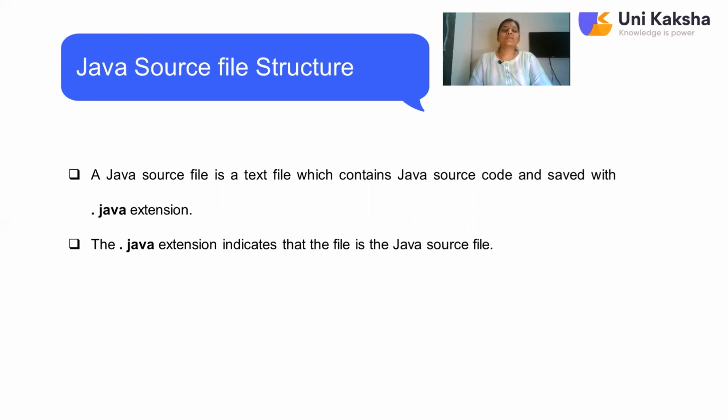A Java source file is nothing but a text file which holds Java source code, and it can be saved with the .java extension. So the file which has the .java extension is considered a Java source file.